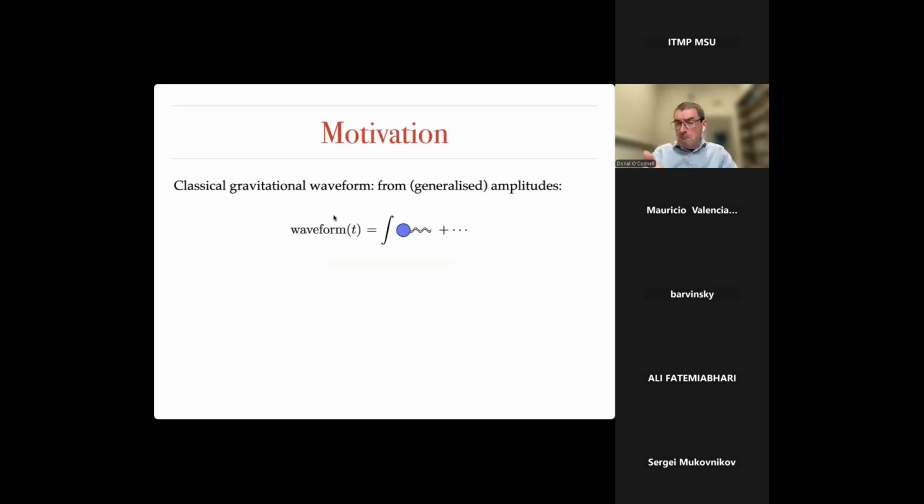Now, I've been doing some work over the last several years with many colleagues on applying methods of scattering amplitudes to classical gravitational waveforms. And we have a formula, which I'll explain in more detail, schematically shown here, for the waveform. This is the gravitational waveform in a certain process, and it's given as an integral over effectively an amplitude.